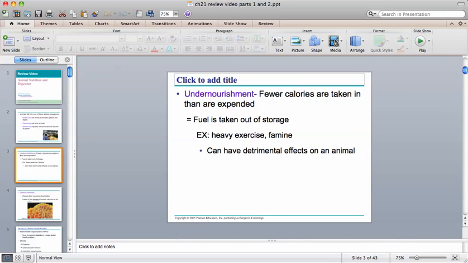Now there are some categories of nutritional problems or issues, and one of them would be undernourishment. This is the situation where you have too few calories coming in. And this could be the result of heavy exercise or just starvation. You're not able to actually obtain enough nutrients.